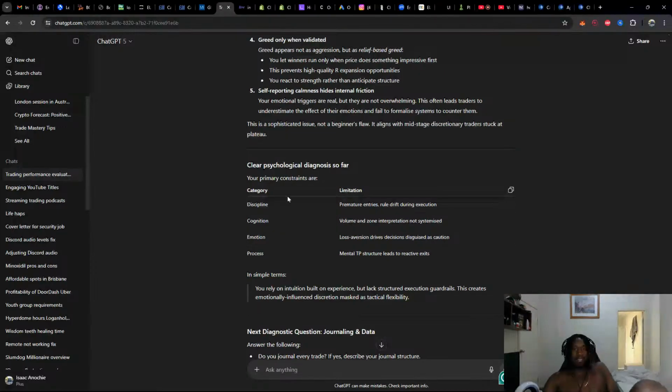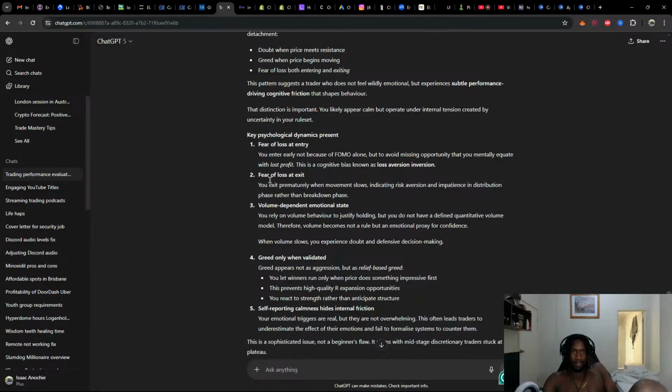Damn, I'm lacking in everything. Hold on, let me see. Fear of loss at entry. You enter early not because of FOMO alone, but to avoid missing a move that you mentally equate with lost profit. This is a cognitive bias known as loss aversion. Fear of loss at exit. You exit prematurely when movement slows, indicating risk aversion.